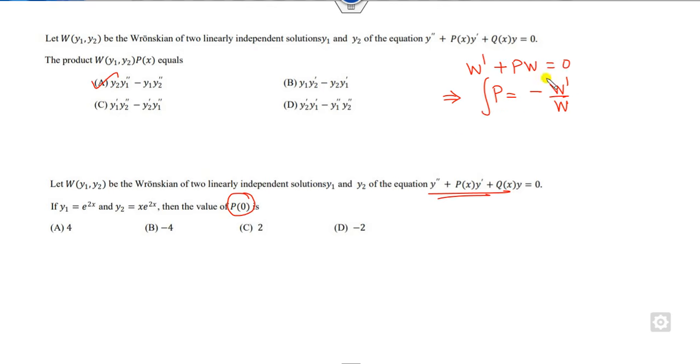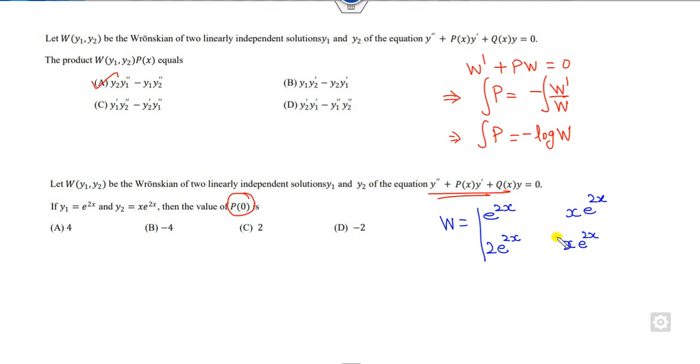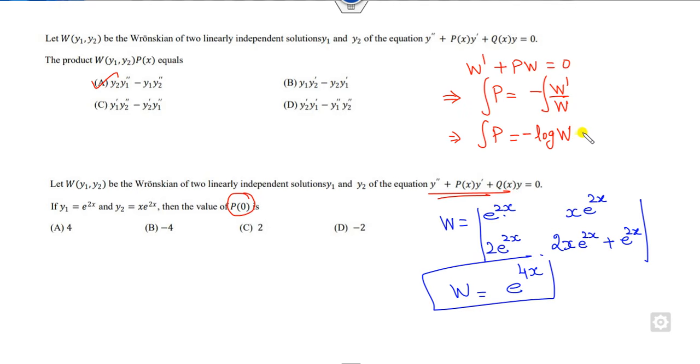If you integrate them, the integration of P will be log of W. Fine. So I can first find the value of the Wronskian of e raised to power 2x and x e raised to power 2x. Take the derivative here, x e raised to power 2x plus this. If you take that determinant, this term will be cancelled out, giving e raised to power 4x. So if you substitute here, minus log of this will be minus 4x.